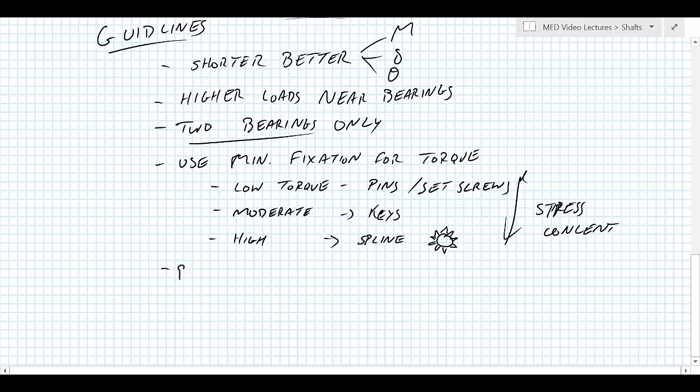You can also use press fits or tapered fits. With these, you physically push that bearing onto the shaft, with enough force or with a temperature change, and it's dependent on the difference between the hole diameter and the actual diameter of the shaft. But be aware that press fits and tapered fits have low stress concentrations, so you'll have low KFSs or KFs. But in exchange, it becomes hard to disassemble.